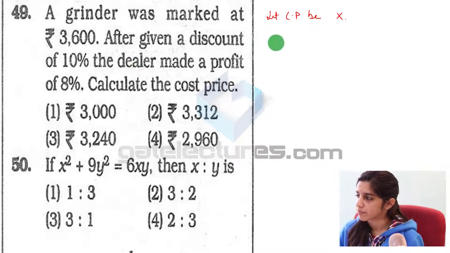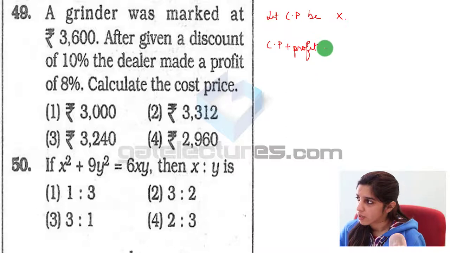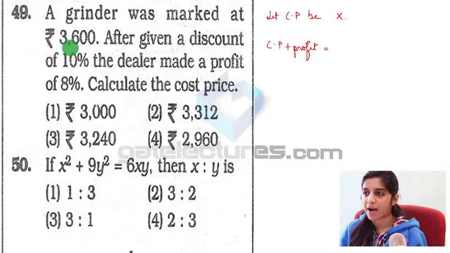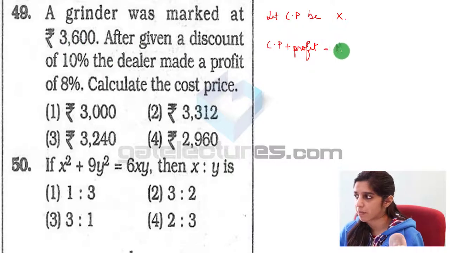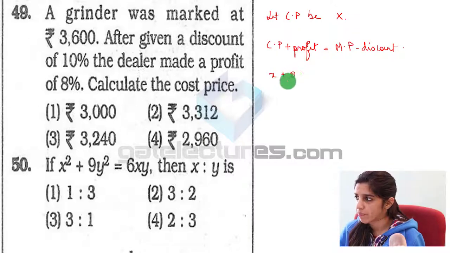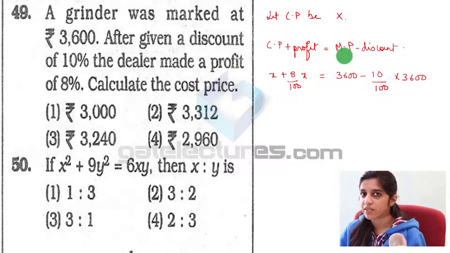Okay, fine. So what you can understand here is, suppose let CP was X, then you know that cost price plus profit was the marking price minus discount, right? Marking price minus discount. So what I can say is, if cost price was X, profit was 8% of X, this is going to be 3600 minus 10% of 3600. This is what happened, right? After giving a discount of 10% on 3600, the dealer made a profit of 8%.